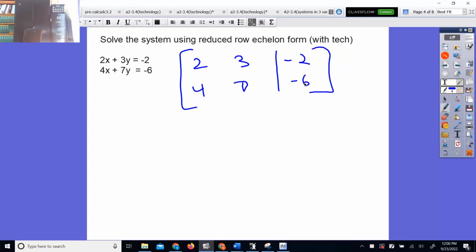Now, what are the dimensions of this matrix? How many rows? How many columns? 2 by 3 matrix. That does not say 2 times 3, it's 2 by 3. 2 by 3 matrix, which is a big deal. Now, let's start our user calculator.